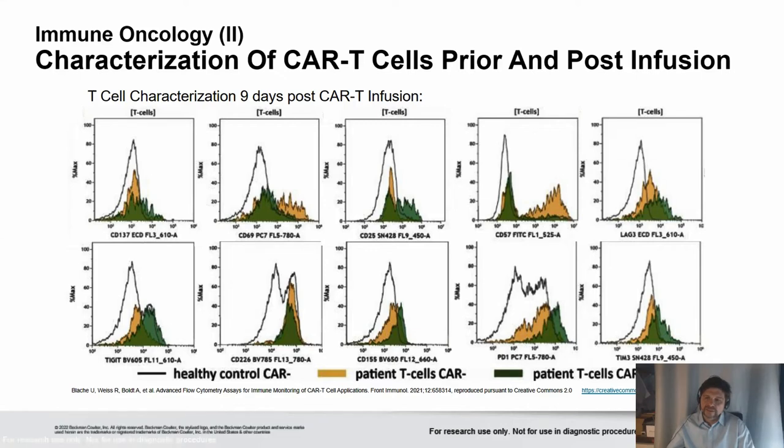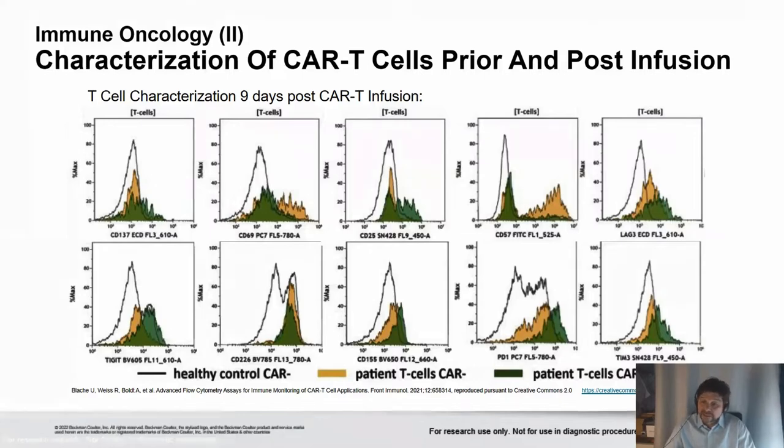And this is just an example of how this might look. You see here we have an overlay of three different types of T cells. So some healthy control, CAR negative T cells, as represented by the black line. And then the yellowish curve stands for the patient T cells that do not express the CAR, while the green curve are the respective ones that express the CAR. And you might see the differences here. Let's take CD57. So the late terminally differentiated fraction of T cells is much higher in the non-CAR modified cells.